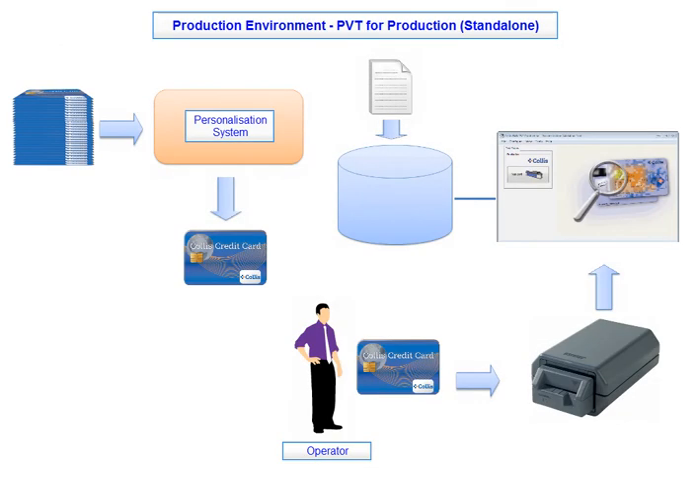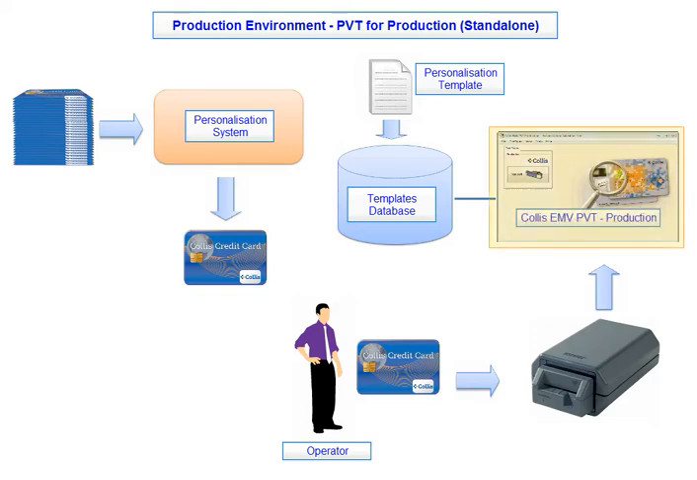Here we see the setup in the production environment when using the PVT for production standalone version. The personalization template is stored in the database of card templates. Every first card, or say one out of a certain batch of cards being produced, can be tested using the Collis PVT for production software. This is a really easy to use product, which you'll see later.